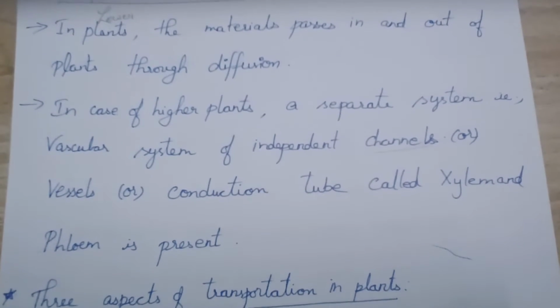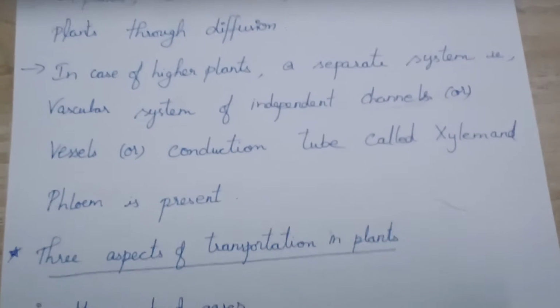In the case of lower plants, diffusion is enough to pass the materials in and out, whereas in higher plants a separate channel is required, because diffusion alone is not enough to transport the water or minerals or gases and this food. So higher plants have separate channels, called xylem and phloem.